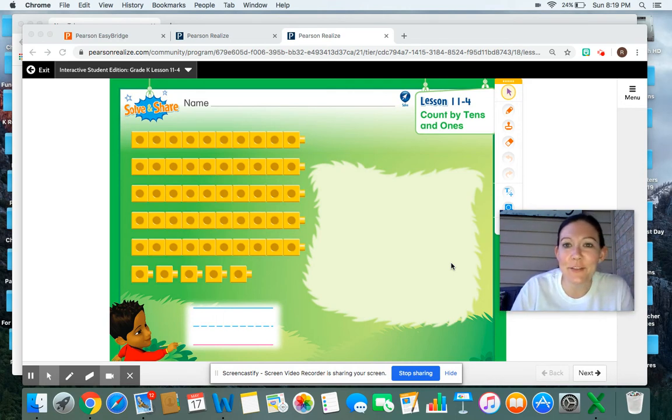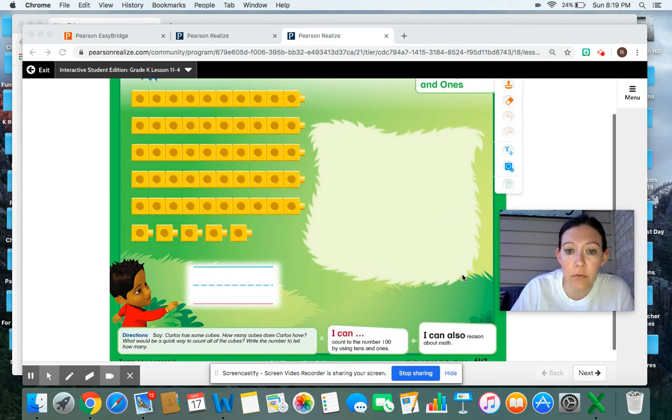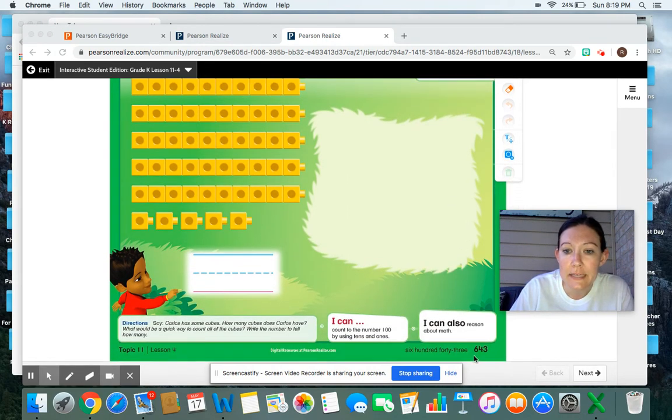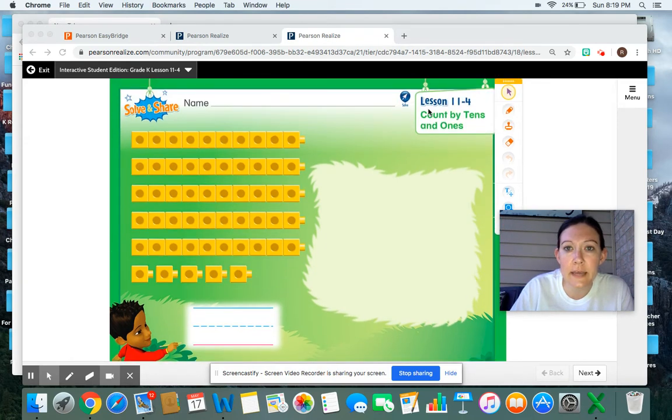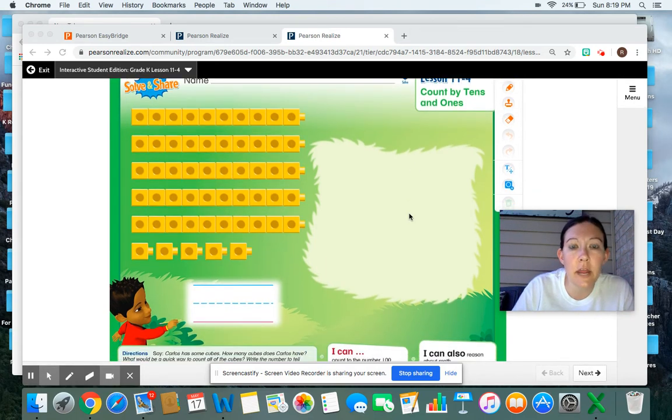All right, today we are looking at lesson 11-4. So if you have your math book out, go ahead and open up to page 643, or up at the top, it will say lesson 11-4. Today in math, we are going to practice counting by tens and by ones. So I want you to look at this solve and share and give this a try all by yourself.